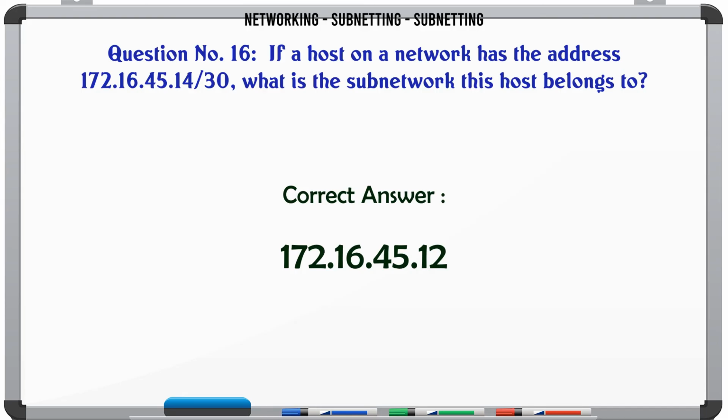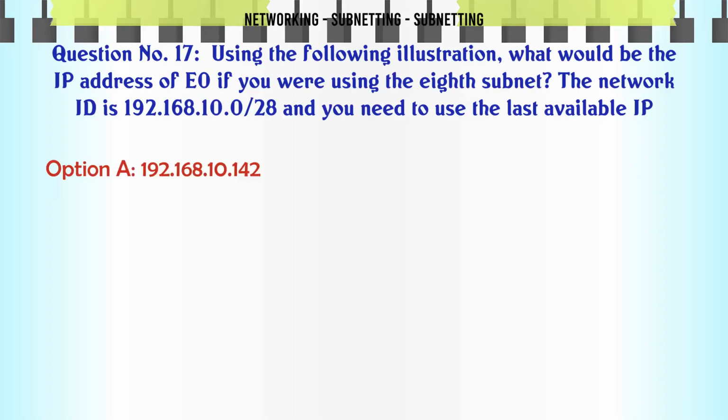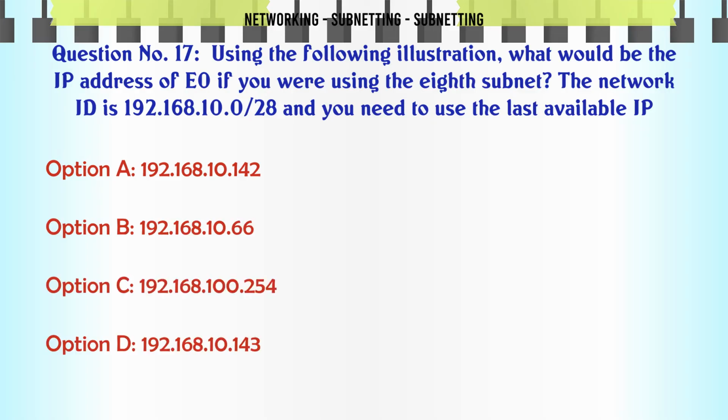Using the following illustration, what would be the IP address of E0 if you were using the 8th subnet? The network ID is 192.168.10.0/28 and you need to use the last available IP address in the range. The 0 subnet should not be considered valid for this question. A. 192.168.10.142, B. 192.168.10.66, C. 192.168.100.254, D. 192.168.10.143.